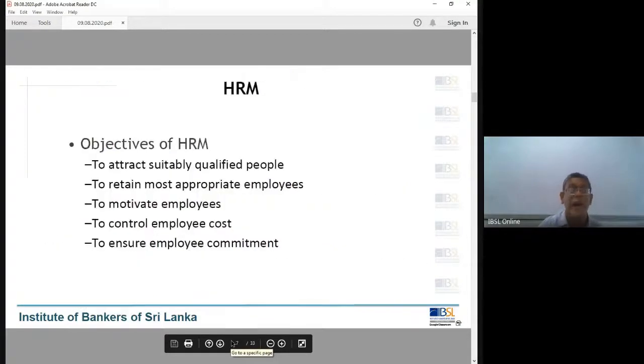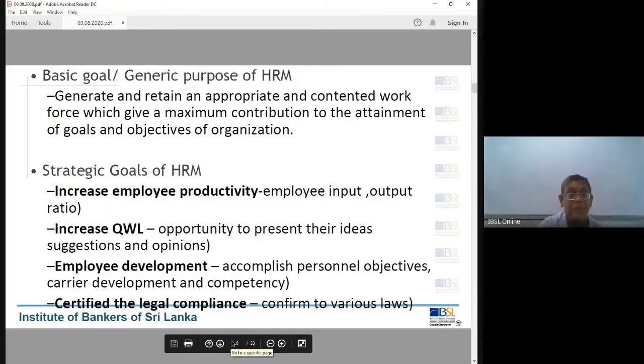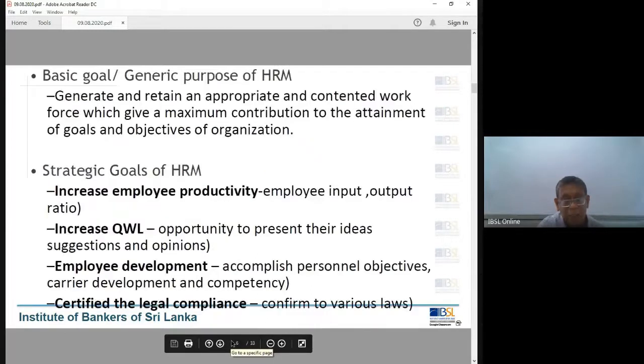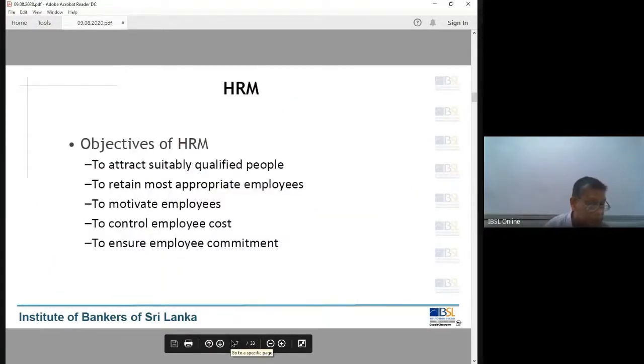And the next one you see, objectives of HRM, facilitate your what? Strategic goals. So objectives of HRM facilitate your strategic goals. If you want, you can put an asterisk: objectives facilitate strategic goals. Strategic goals facilitate the purpose of HRM. Right? Okay. Now let's look at it. What are the objectives? Now we say objectives of HRM.